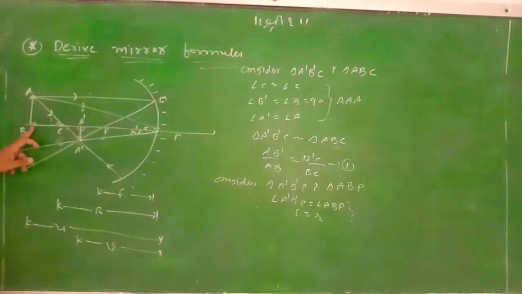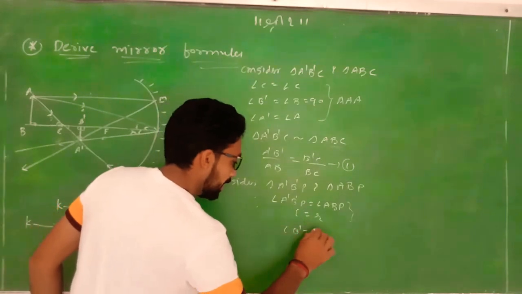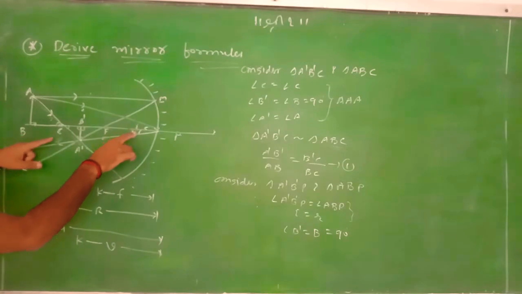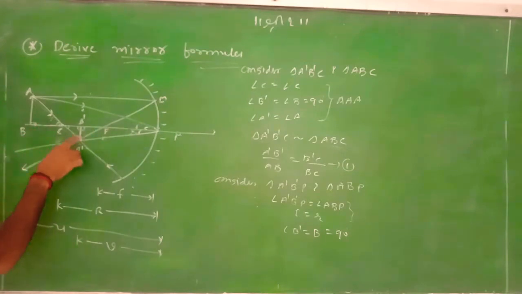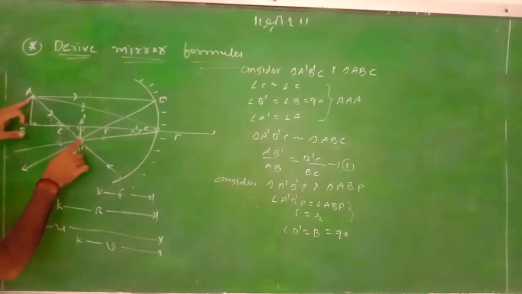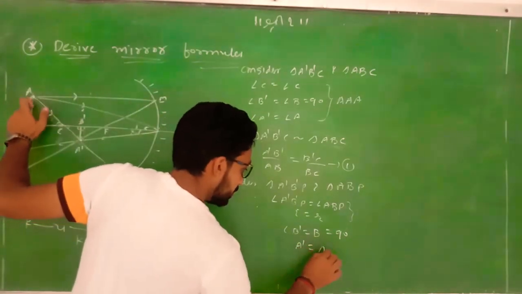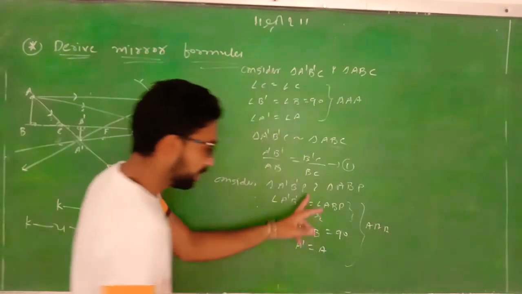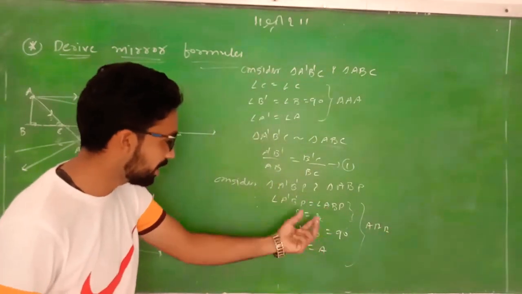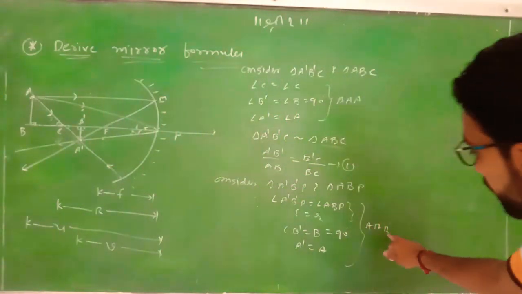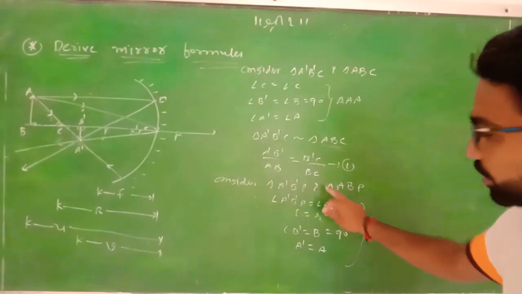Also angle B' and B are 90 degrees. If these two angles are equal, the third is automatically equal. So the remaining angle is also equal, so A' is equal to A. So according to this criterion, this is triple A. This angle is r, this angle is r, and these two are equal to each other according to the law of reflection. So according to triple A, these two triangles are similar to each other.